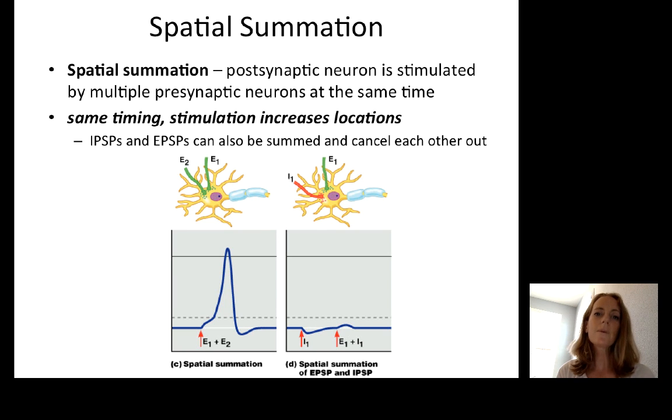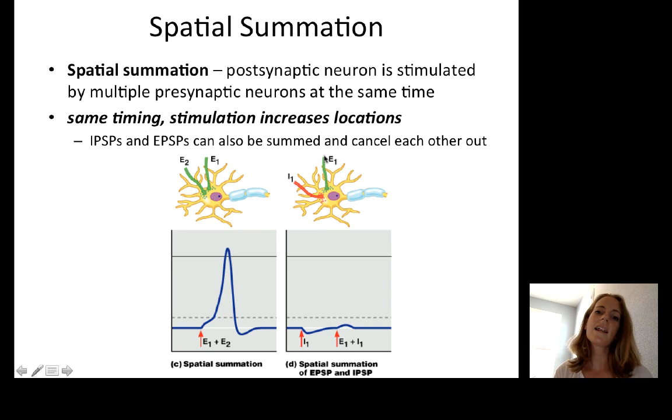So for frequency, we keep the same space and we increase the timing. For spatial, we're going to keep the same timing and we're going to increase the number of cells or the locations that are being stimulated. So in this case then E1 plus E2 will also get us to threshold, and then again, action potential.